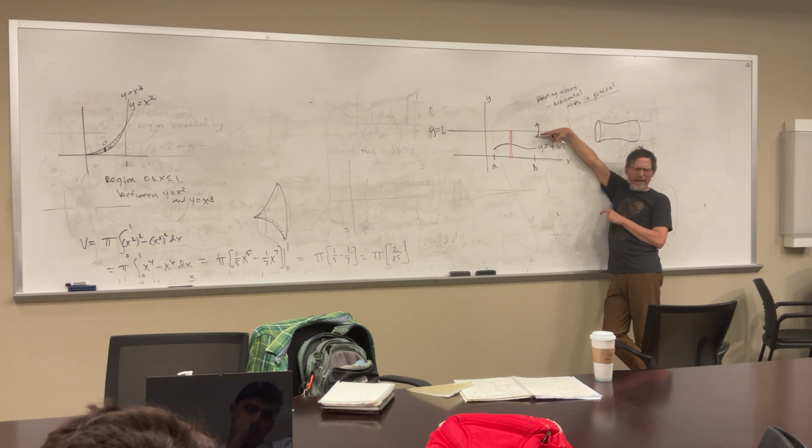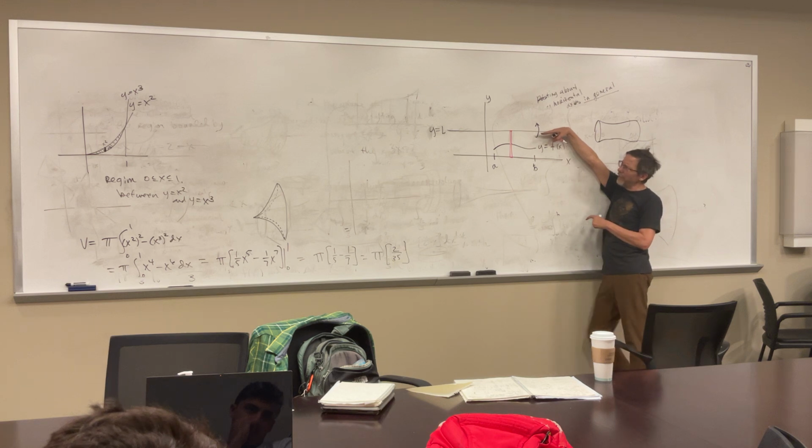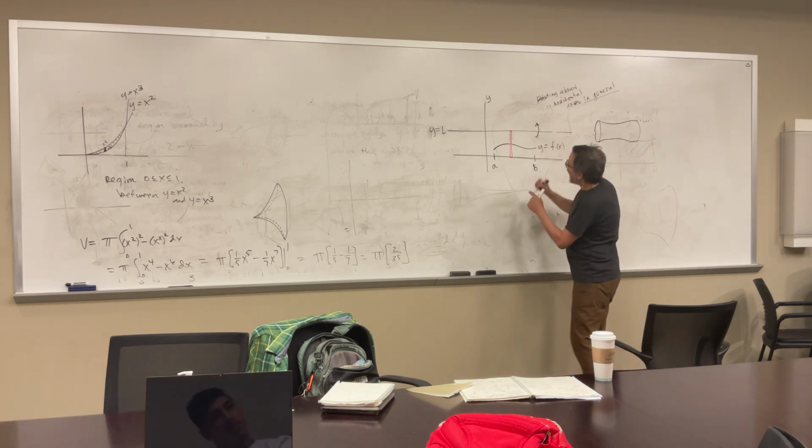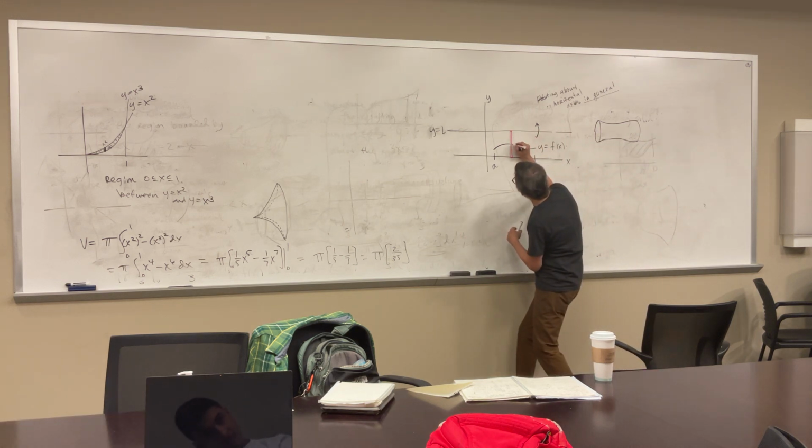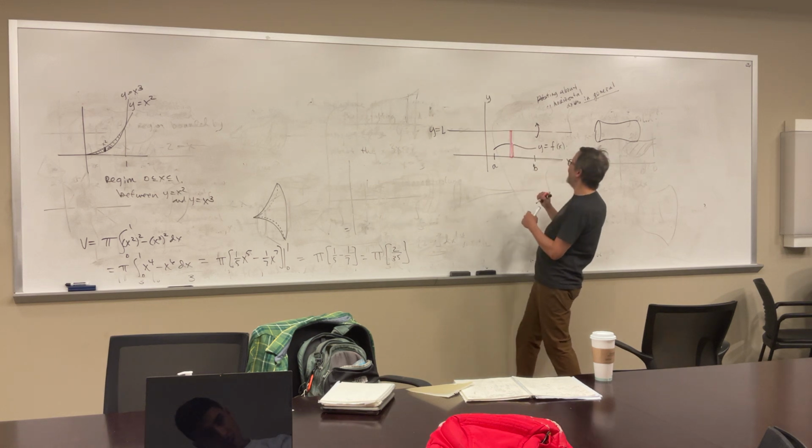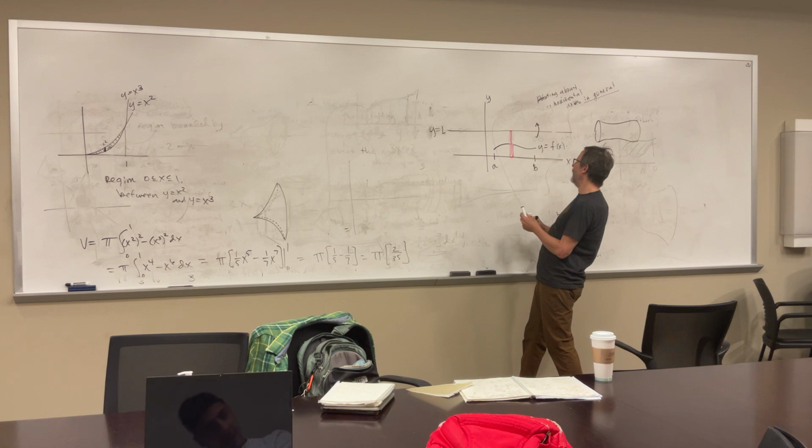Coin, yeah, I like that, coin. Yeah, we get a disc. We get a disc if I spin that red thing around. If I subtract off this volume down here, wait, I gotta make sure I'm doing this right.